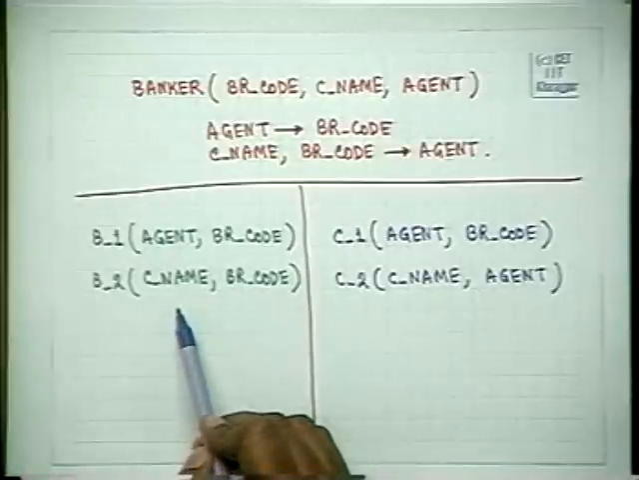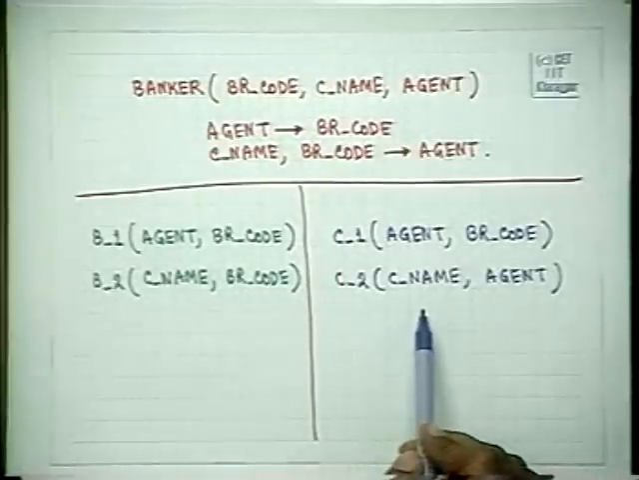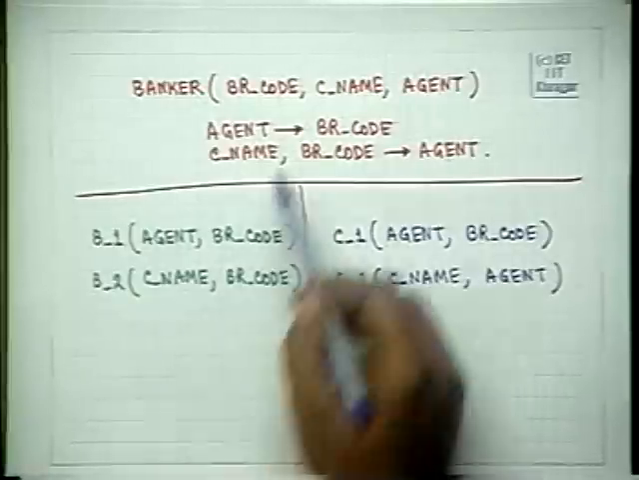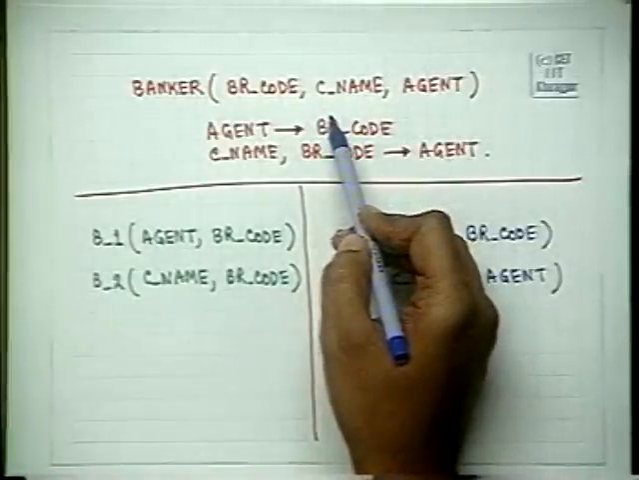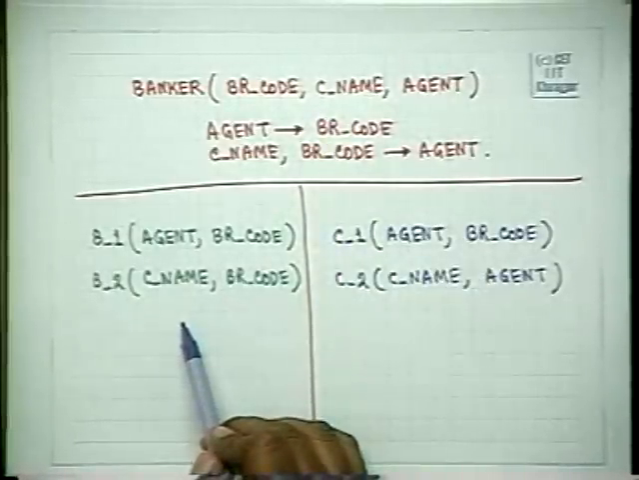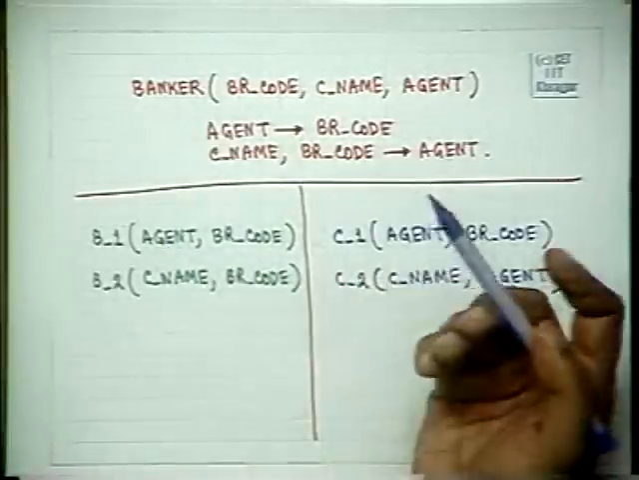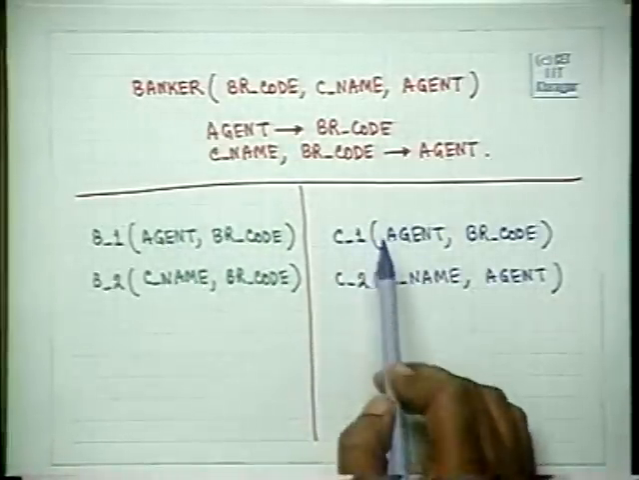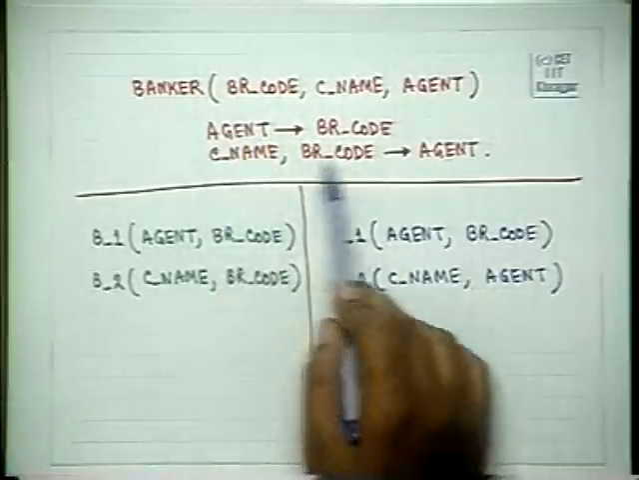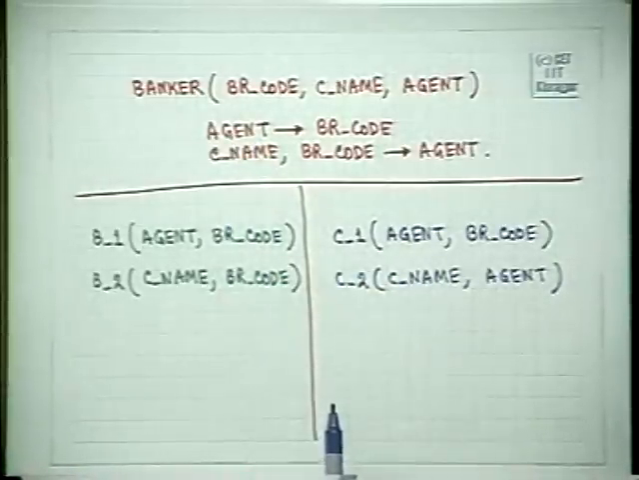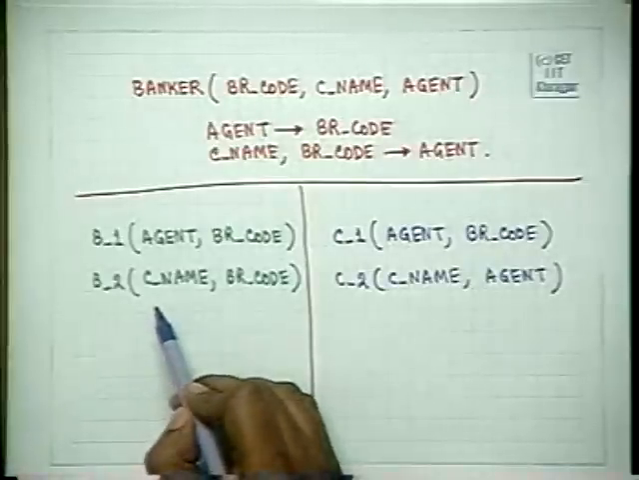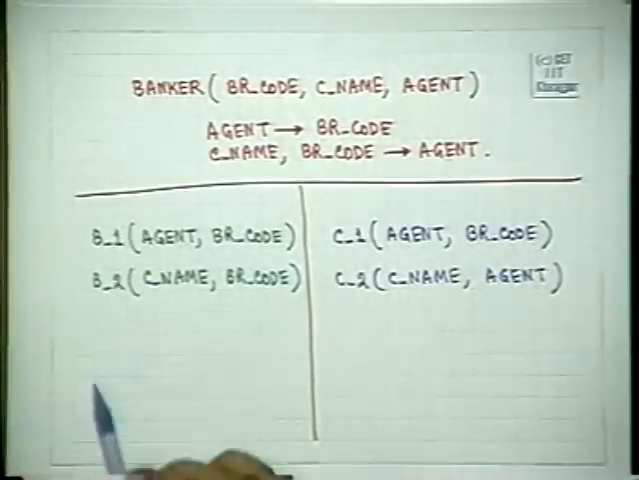This one is in 3NF, this one is in 3NF, fine. Even this one is in 3NF. The question is, this one is in BCNF, because this one holds here and this one need not hold anywhere. Here also this one holds here and this one does not hold anywhere. But are both of them correct decompositions? The first question we have to answer is, are both lossless join decompositions?